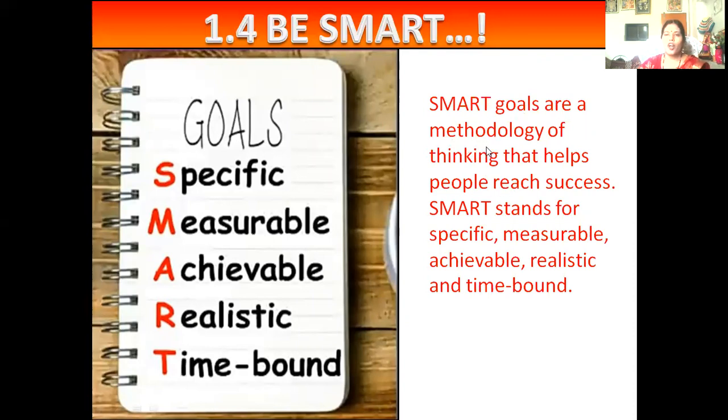SMART goals are a methodology of thinking that helps people reach success. SMART stands for specific, measurable, achievable, realistic, and time-bound. Successful and expert people suggest a five-step approach of SMART in the form of an acrostic. Look at this acrostic. S for specific, M for measurable, A for achievable, R for realistic, and T for time-bound.